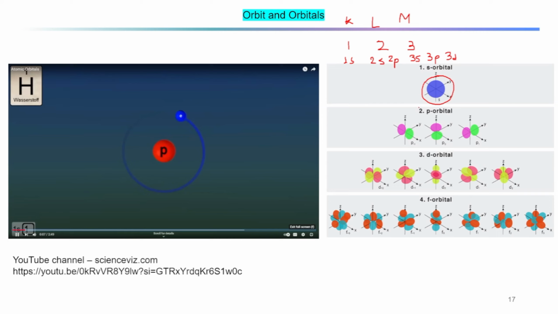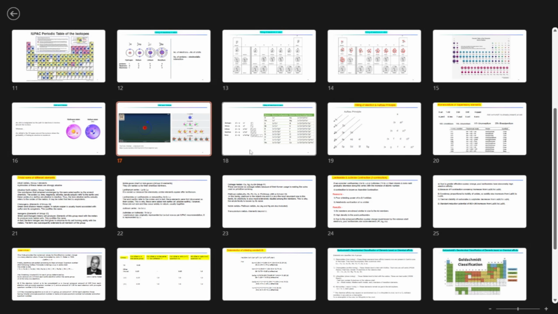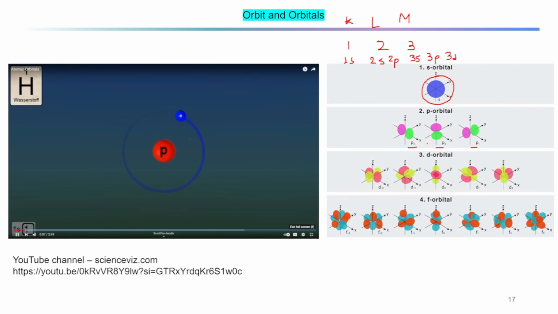Now let's see the p orbitals. P orbitals have three different compartments. This one is px, this one is pz, and this one is py. So the p orbital has px, py, and pz. These three different compartments look like a dumbbell.